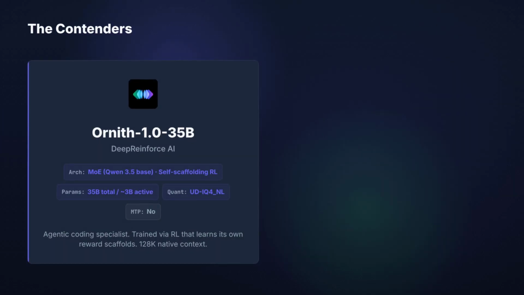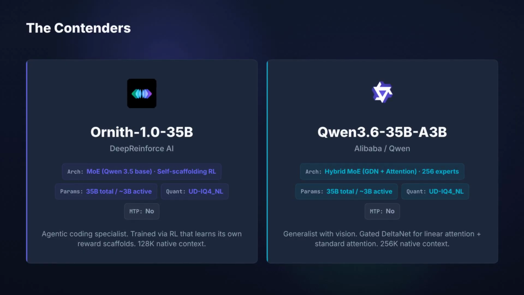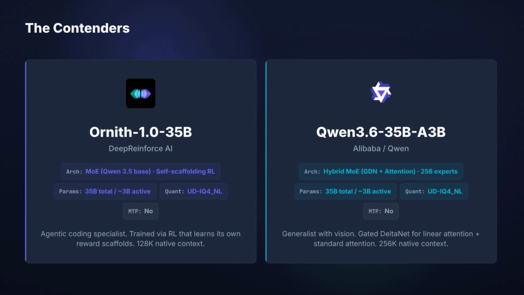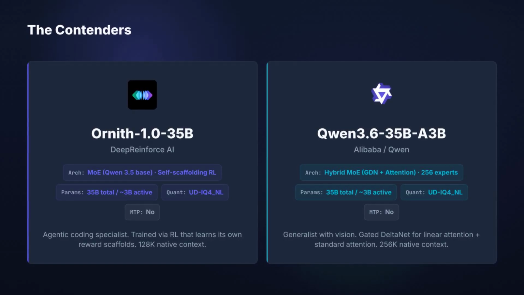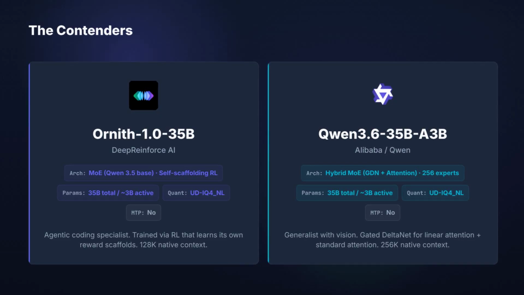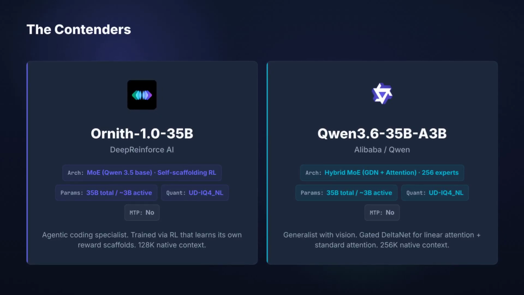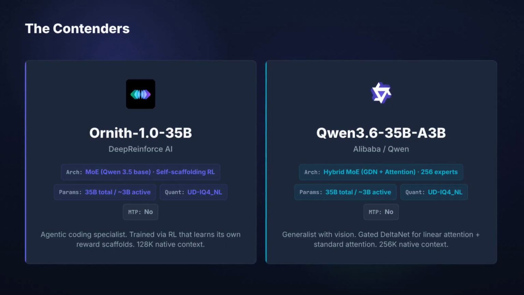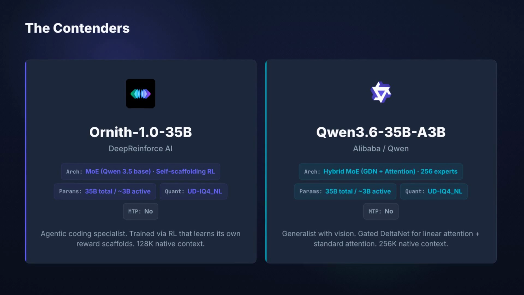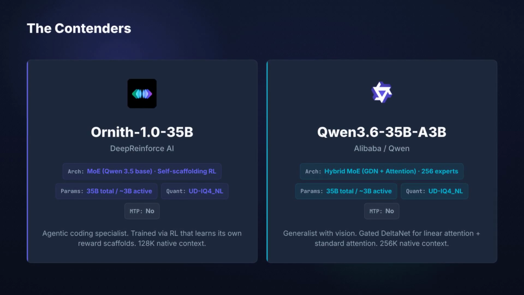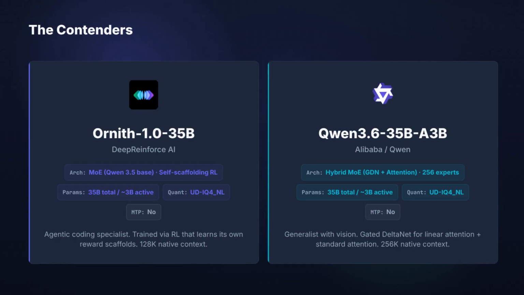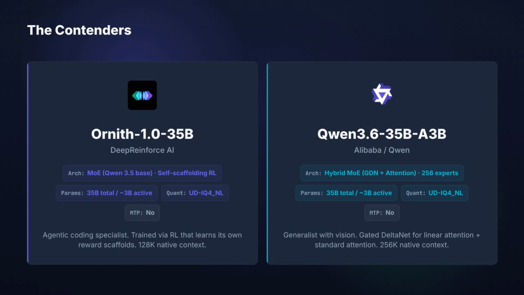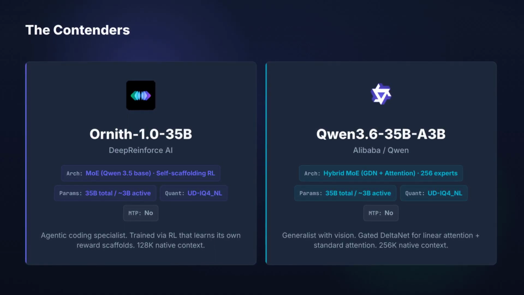We are comparing Ornith 1.0 35B against Qwen 3.6 35B A3B. Both are mixture of experts models with around 3 billion active parameters per token from a total of 35 billion. Both were tested using UD-IQ4_NL quantization from Unsloth. Both fit entirely on GPU, all 41 layers offloaded, using exactly 12,194 megabytes of VRAM each. That is right, byte for byte identical memory usage. You can swap between these two without touching a single configuration setting.